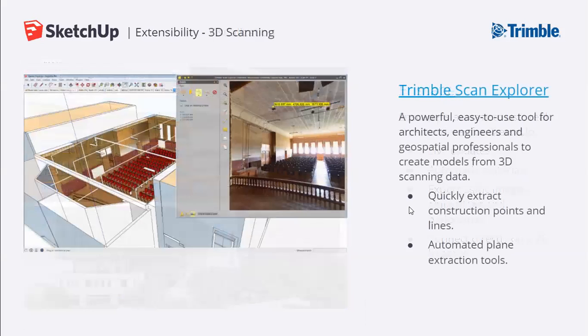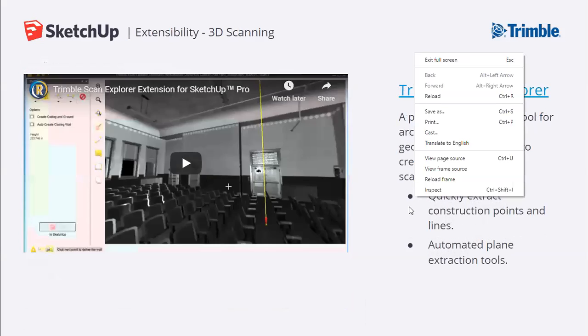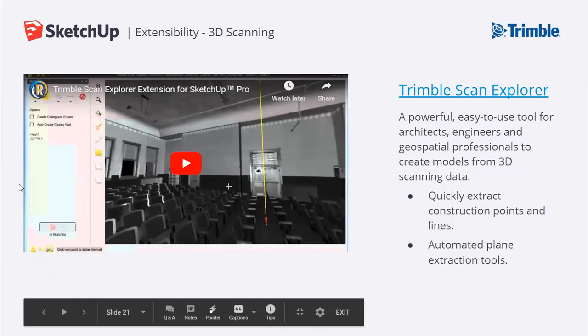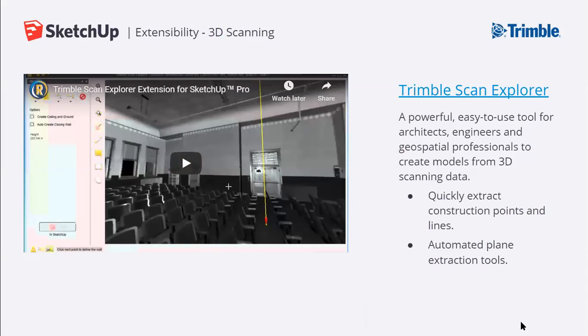So another tool is Trimble Scan Explorer. For those guys who normally do a lot of renovation as-built projects, this is a tool for you. It's very intuitive. It dramatically reduces the time required to generate a SketchUp Pro 3D model from scan data. It normally uses point cloud, so it's streamlined.